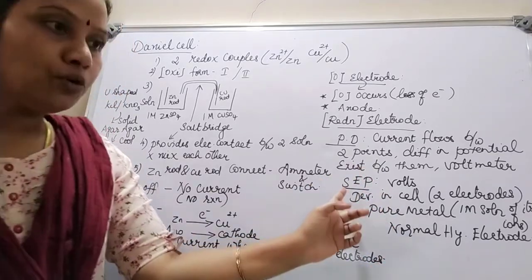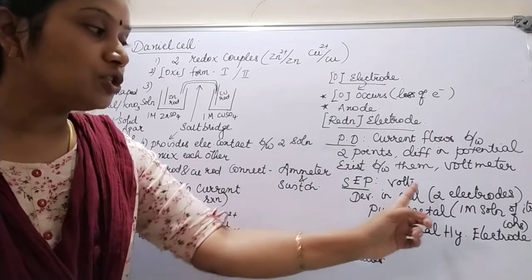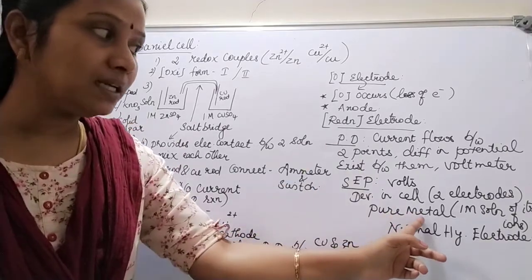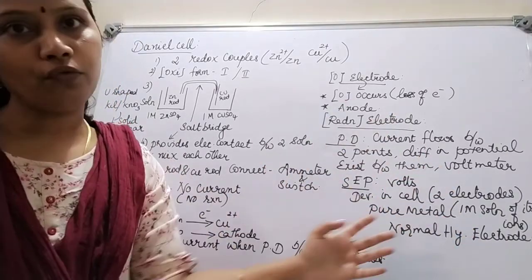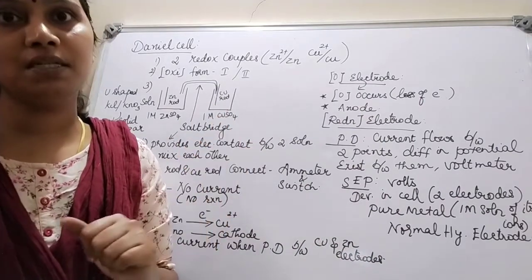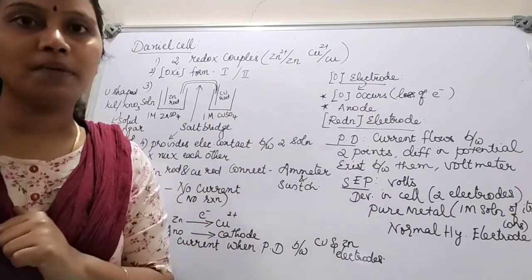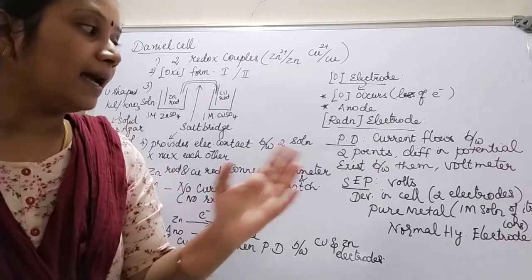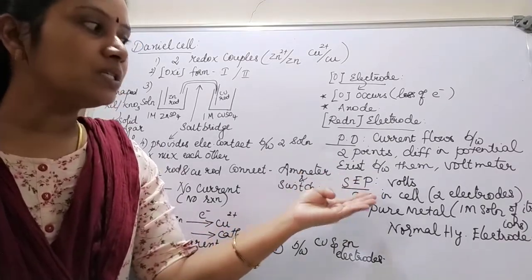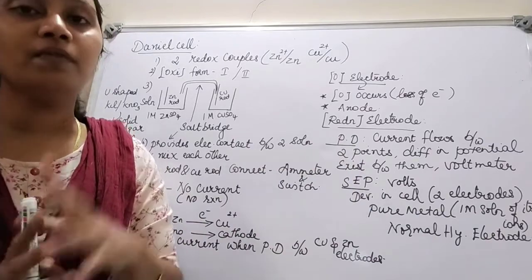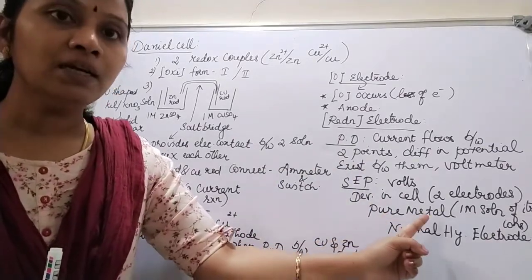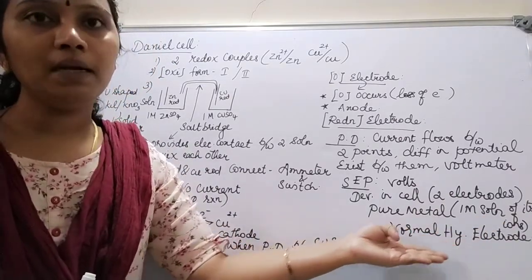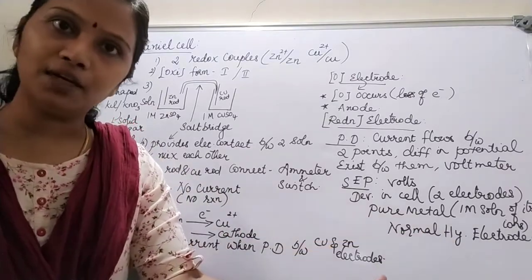Standard electrode potential is developed in a cell which contains two electrodes. What are the two electrodes? I have one electrode as pure metal, which is dipped in 1 molar solution of its own ion. Say for example, a zinc electrode dipped in zinc sulfate solution, and a copper electrode dipped in copper sulfate solution. So standard electrode potential, measured in volts, is the potential developed in a cell containing two electrodes, where one electrode is pure metal dipped in 1 molar solution of its ion. And what is the other electrode? The other electrode will be a normal hydrogen electrode. So this is your standard electrode potential.